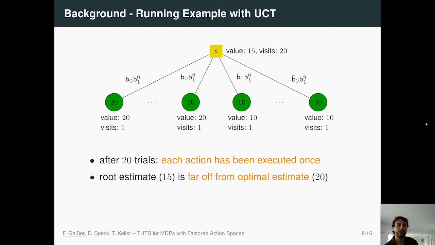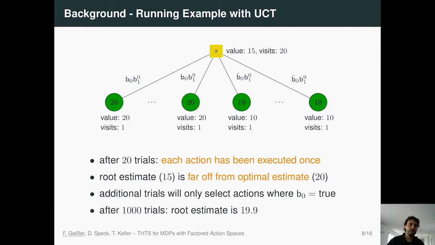And you can see here the estimate of the root node, we have a value estimation of 15, which is far off from the optimal estimate, which should be 20, because, well, we can always just execute one of these actions with a reward of 20. Now, if we would perform additional trials from now on for the next large number of trials, we will only select one of these left actions here, an action where B0 is 2. And if we perform the UCT algorithm for additional 1000 trials, the root estimate would be 19.9.